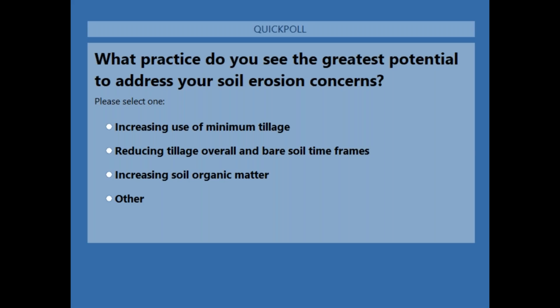So we want to have an understanding of what practice you see as the greatest potential to address your soil erosion concerns? That's up on the screen if people want to participate in that. In the meantime, I just need to open this up a little bit easier.